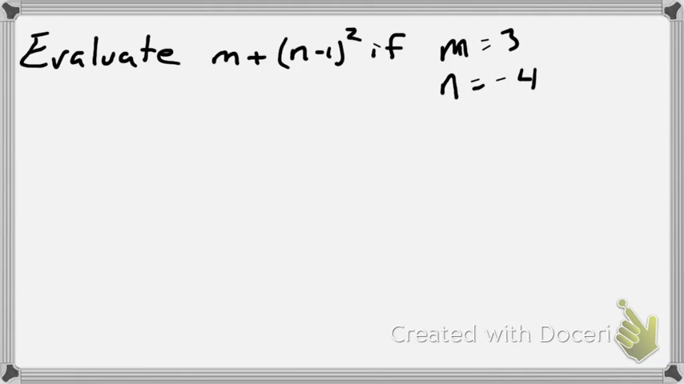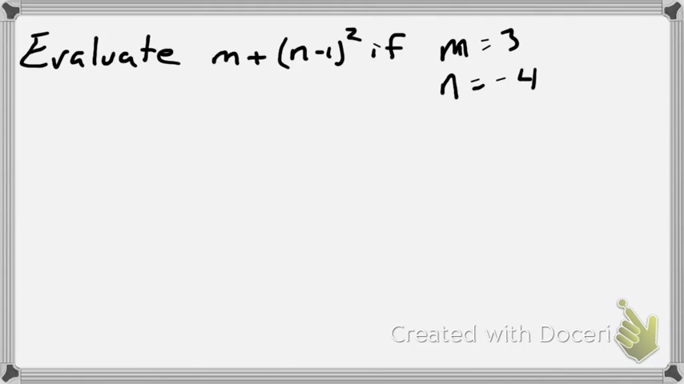All right, so now what we're going to do is we are going to evaluate an expression given values. M plus parentheses n minus 1 squared if m is 3 and n is negative 4. Okay? This is just order of operations. And the first thing we're going to do is we are going to place the values of 3 and negative 4 into the expression. Because the expression looks complicated because it's got letters in it. That's when math started going bad for some of you, when they started throwing letters in. So let's get rid of the letters.